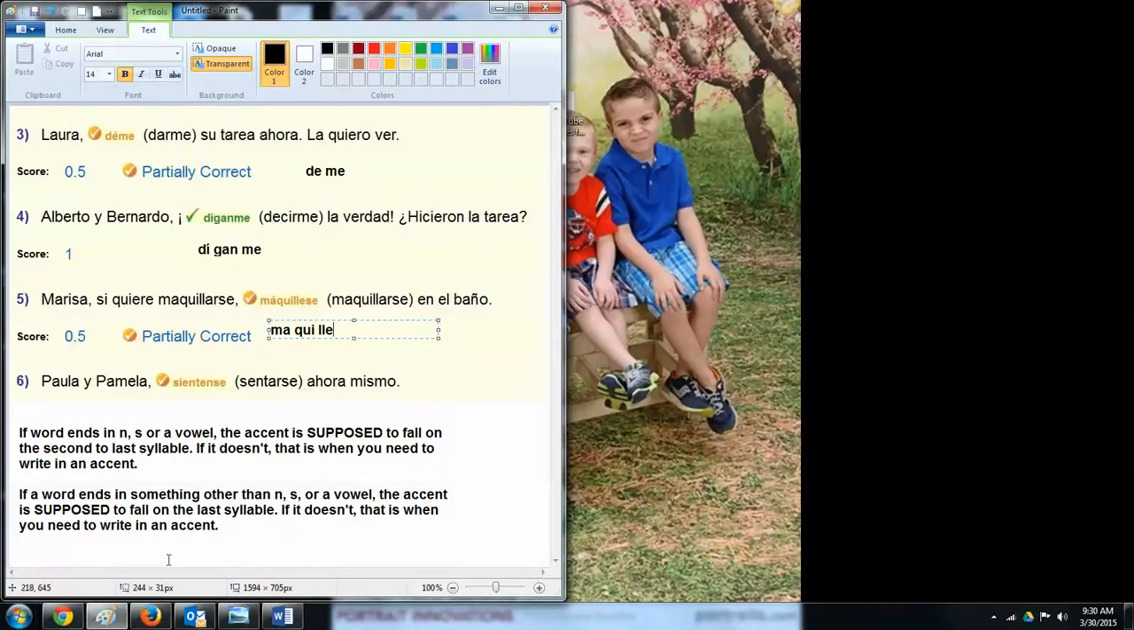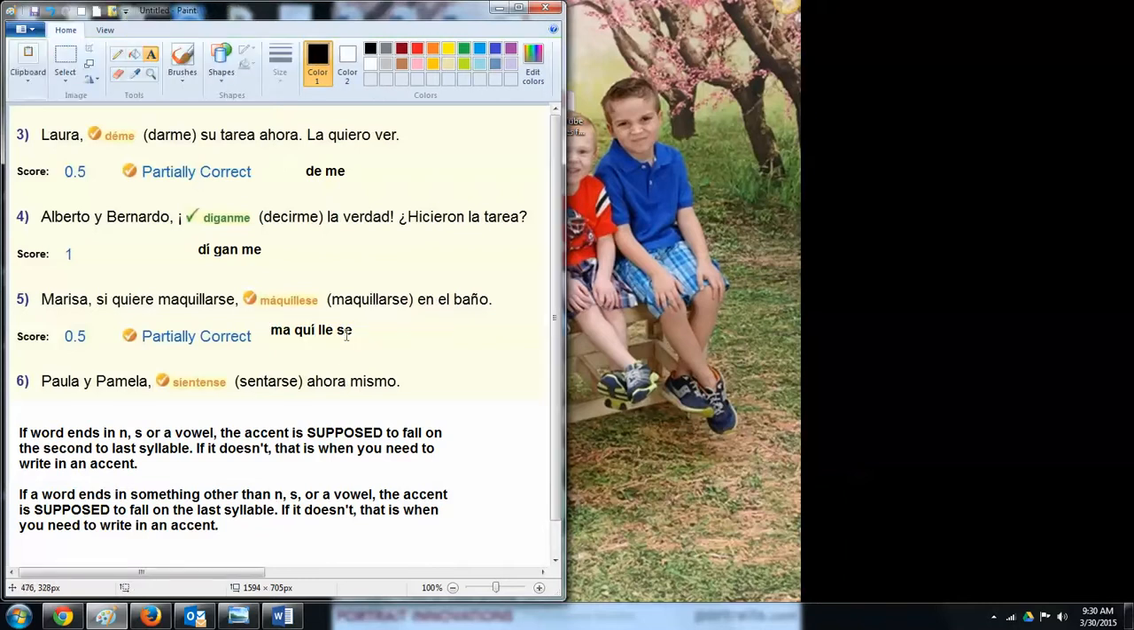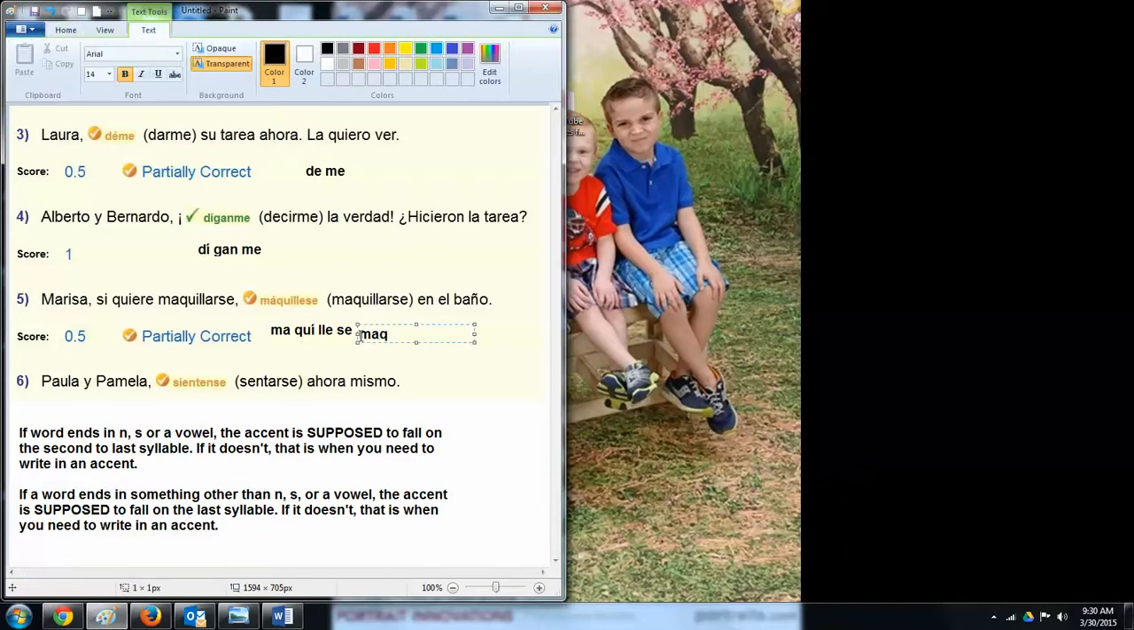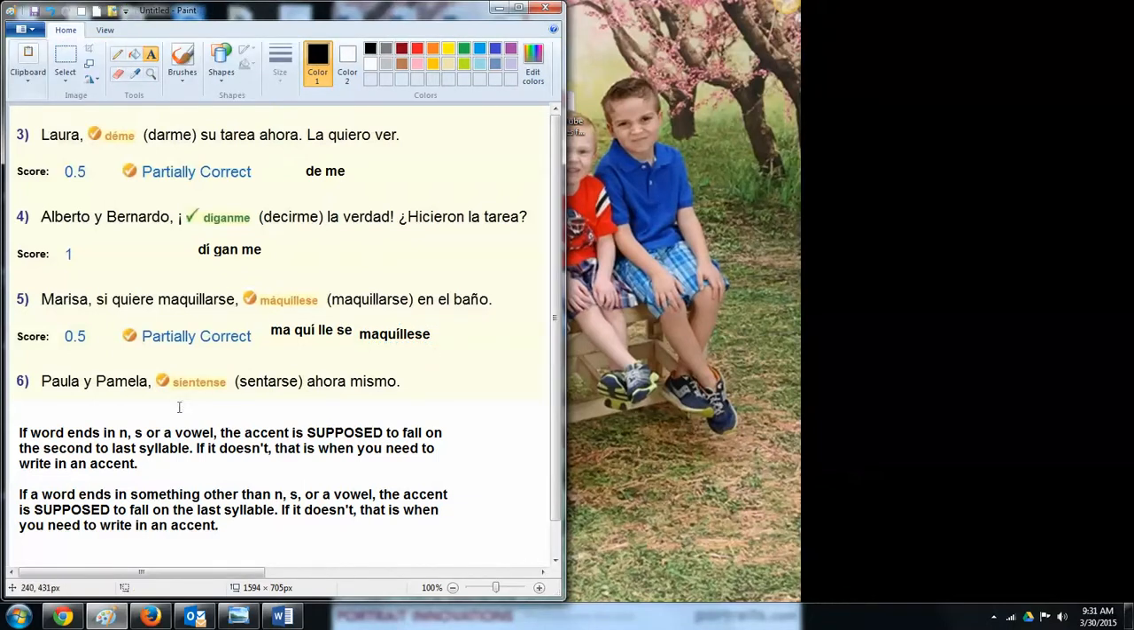I could try to pull it up again, but essentially if you do the command form of maquillar, you'll see that it's maquille without an accent. However, when I add the S on the end of it, that's shifted where I want the stress to fall to the third syllable. It needed to be the second to last syllable, and since it's no longer in the second to last syllable, I add in the accent mark. So it should be maquillense, instead of where you put it over the A. And that's the same thing that's going on here.